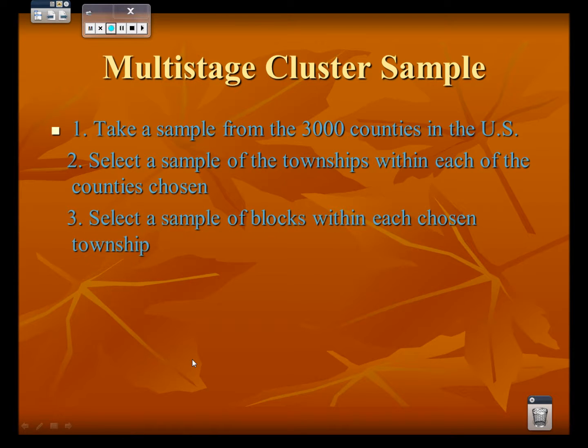A sample of blocks within each chosen township. Perhaps a certain neighborhood in Damascus comes up. And then I can select 10 households from that neighborhood. So now my team member can fly simply just to Damascus, to a specific neighborhood, and interview 10 different households.